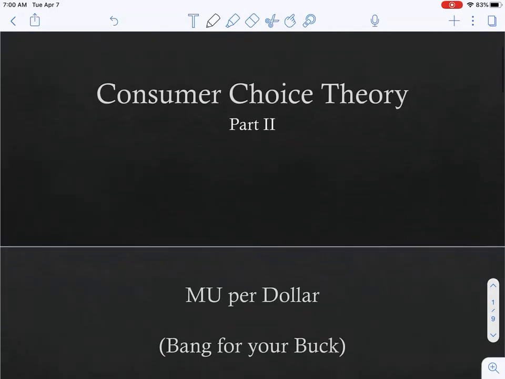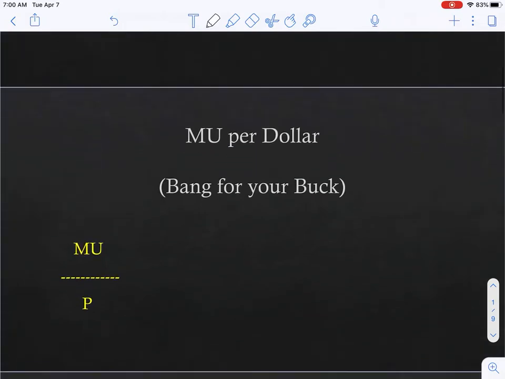So, I think where we left off, we had introduced the idea of bang for your buck, or marginal utility per dollar. When we make decisions about how to allocate our resources or our time, we don't look just at the marginal utility. We look at the marginal utility divided by the price, because we're really looking for bang for your buck.